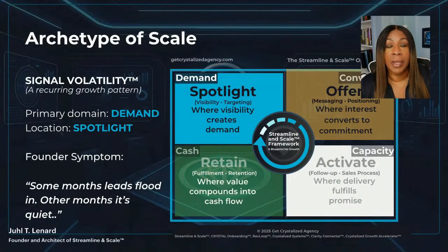Now, today, the archetype of scale that we are looking at is signal volatility. The primary domain is demand, which the activity for demand is located within the spotlight quadrant. Okay, spotlight location. The founder symptom, or what you may find yourself thinking, or you may have heard someone else thinking, is, man, some months the leads are just flooding in, and other months, crickets, or it's quiet. Maybe not crickets, but quiet.